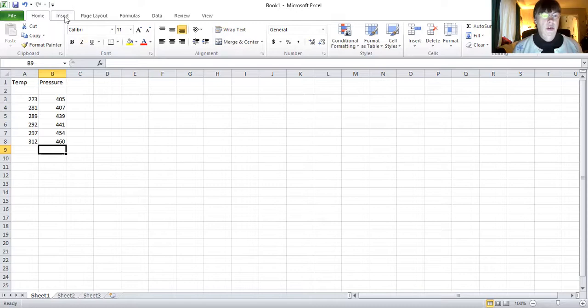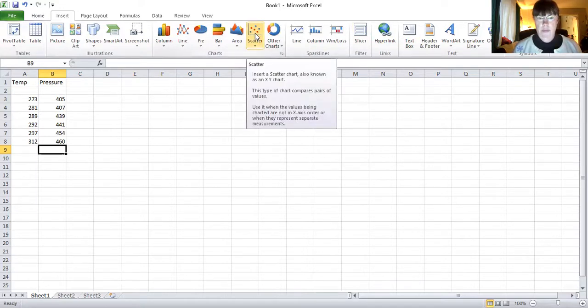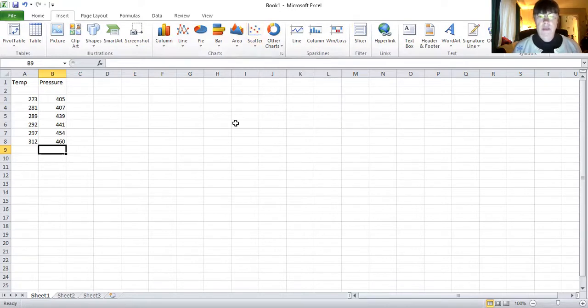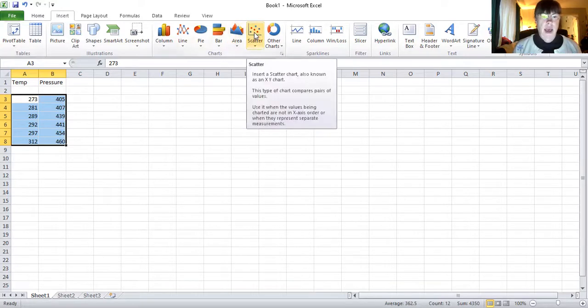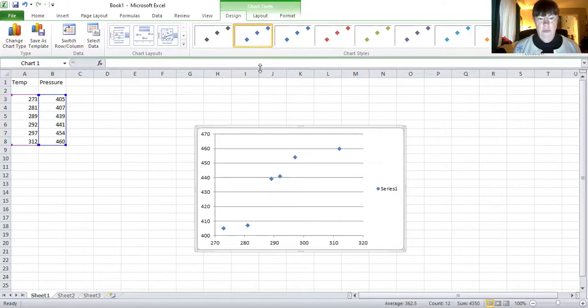I am going to go up here to where it says insert. Okay, I hit on my insert. You see all these things across the top. I want a scatter plot. Okay, but before I click on the scatter plot, I am going to highlight my 2 columns of data there. Otherwise, it won't know what to graph. So scatter, and I'm going to pick the one that has no lines. So it looks like this.